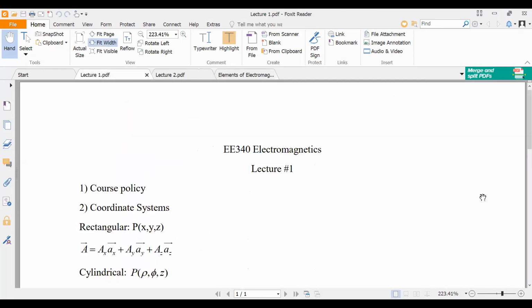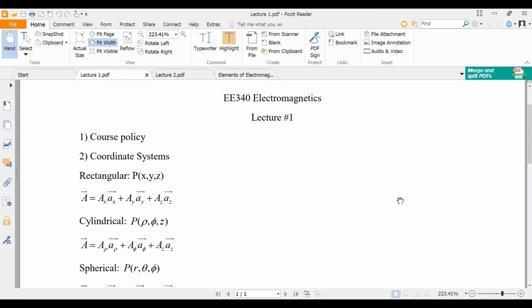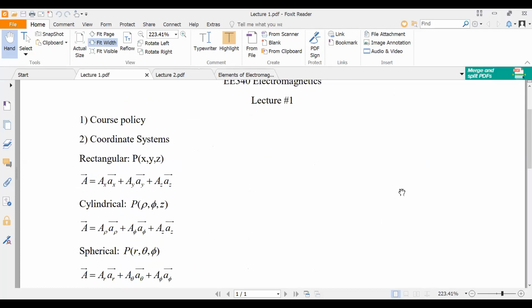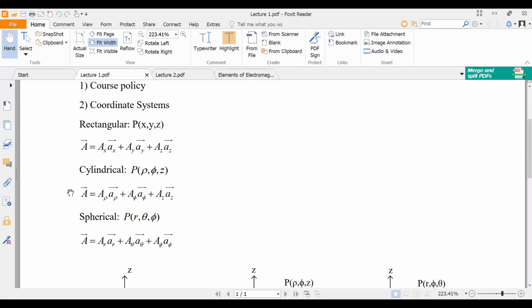Now let's start our class. Our first lecture, where I'm just quickly going through the coordinate systems. We have three types of coordinate system that we are going to use in our course: the rectangular coordinate system, the cylindrical coordinate system, and the spherical coordinate system. And remember, our rectangular coordinate system is the right-hand rectangular coordinate system, that uses the right-hand rule to identify the X, Y, and Z directions or Z axis.